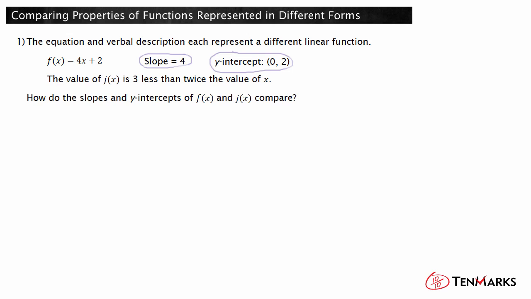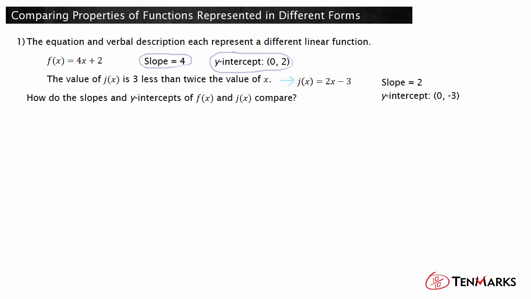Convert the verbal representation of j(x) into an equation to make it easier to determine the slope and y-intercept. 3 less than means you will subtract 3. Twice the value of x is 2x, so 3 less than twice the value of x is 2x - 3. You can now write an equation for j(x). Look at the equation to identify the slope as 2. The equation also shows that the y value of the y-intercept is -3, so the y-intercept is (0, -3).